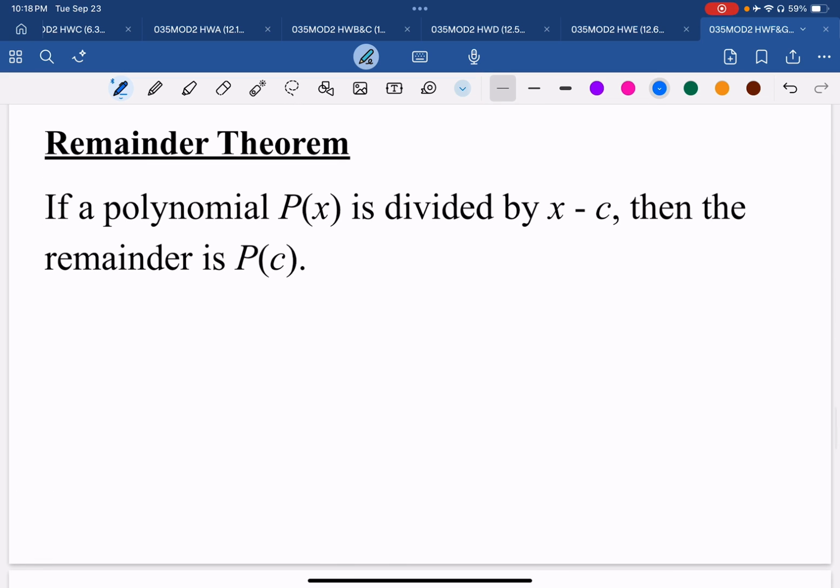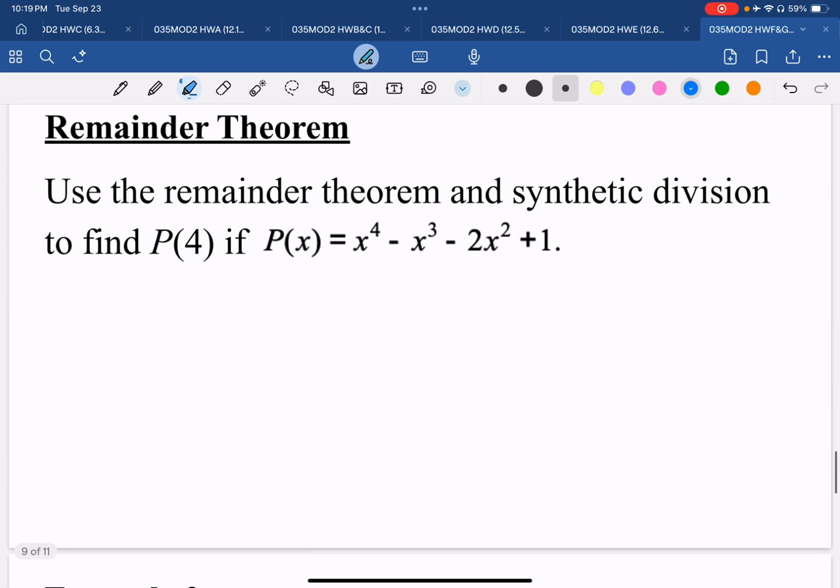The last thing we want to look at in this video is the remainder theorem. The remainder theorem says that if a polynomial p of x is divided by x minus c, then the remainder is p of c. Basically, if you divide, just like we did with synthetic division, the remainder is going to be the same as whatever you get by plugging in that same c value. Okay, so let's look at an example so I can show you what that means.